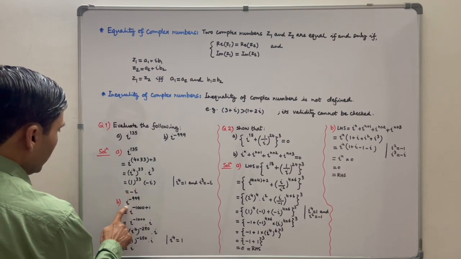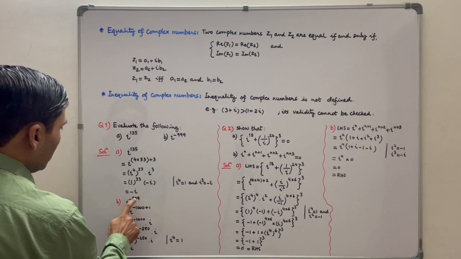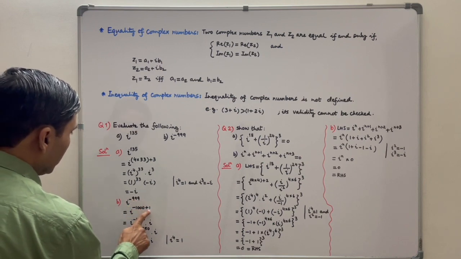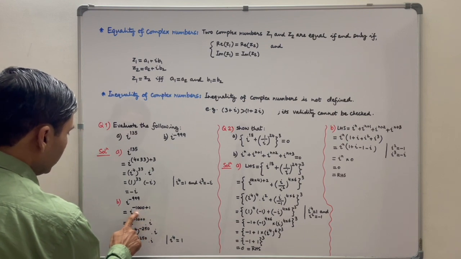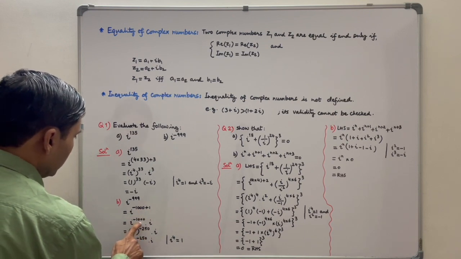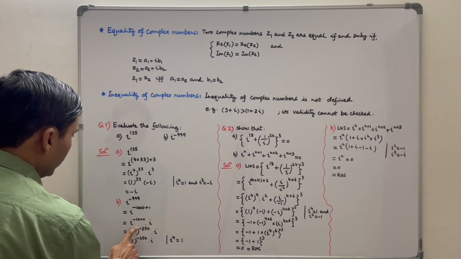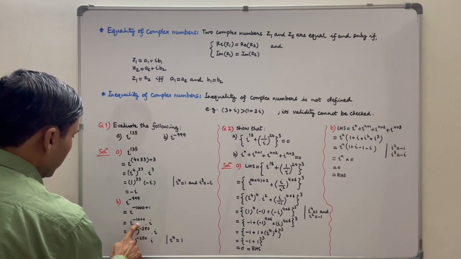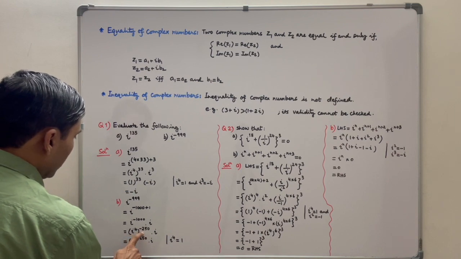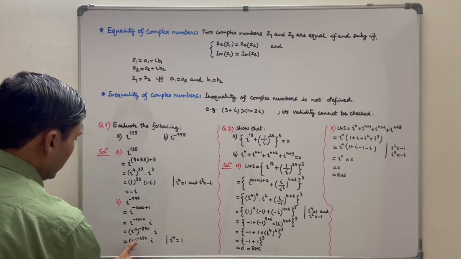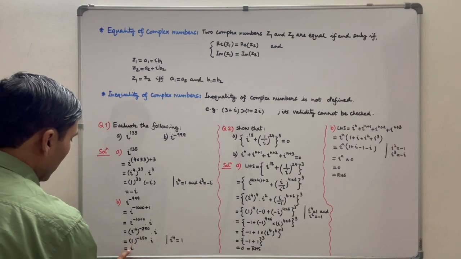Part B, i to power minus 999. Minus 999 can be written as minus 1000 plus 1. So this can be written as i to power minus 1000 into i. Minus 1000 can be rewritten as 4 into minus 250. So it becomes i to power 4, to power minus 250, into i. i to power 4 is equal to 1 and 1 to power any number is equal to 1. So it becomes 1 into i and that is equal to i.